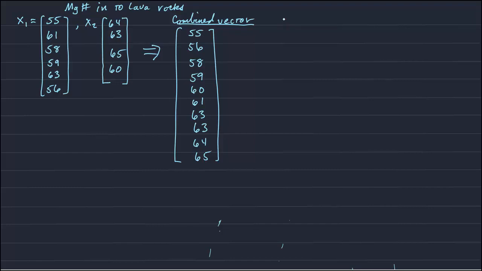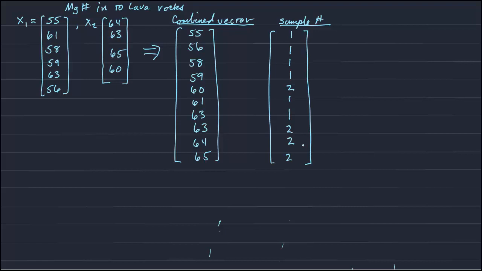The other thing we have to do is to identify them with the sample. So the first value of 55 came from the first sample. The second value, 56, came from the first sample. The third, also from the first. The fourth, from the first. The fifth was from the second sample. And so on. So this is our vector of sample identifiers. And then we have to assign ranks. Again, the ranks start from 1 and go up to 10.